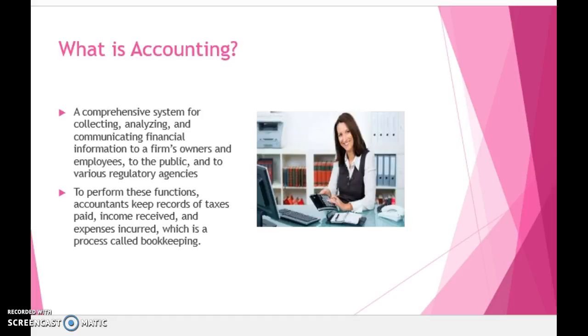Accounting is a comprehensive system for collecting, analyzing, and communicating financial information to a firm's owners and employees, to the public, and to various regulatory agencies. To perform these functions, accountants keep records of taxes paid, income received, and expenses incurred, a process called bookkeeping, and they assess the effects of these transactions on business activities.